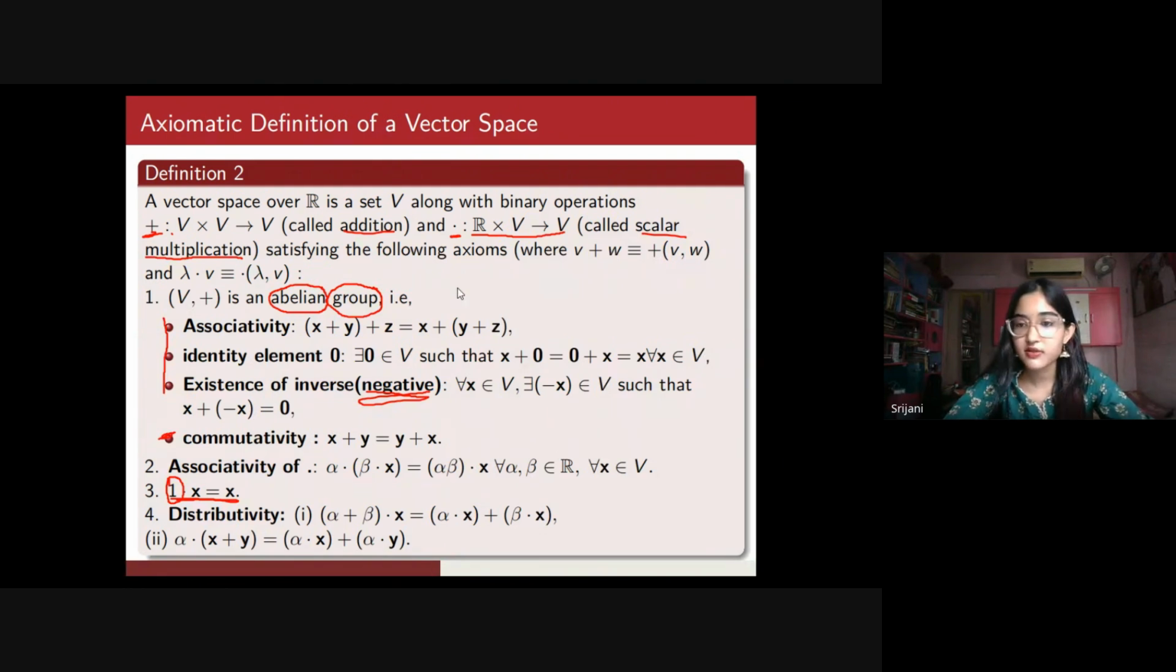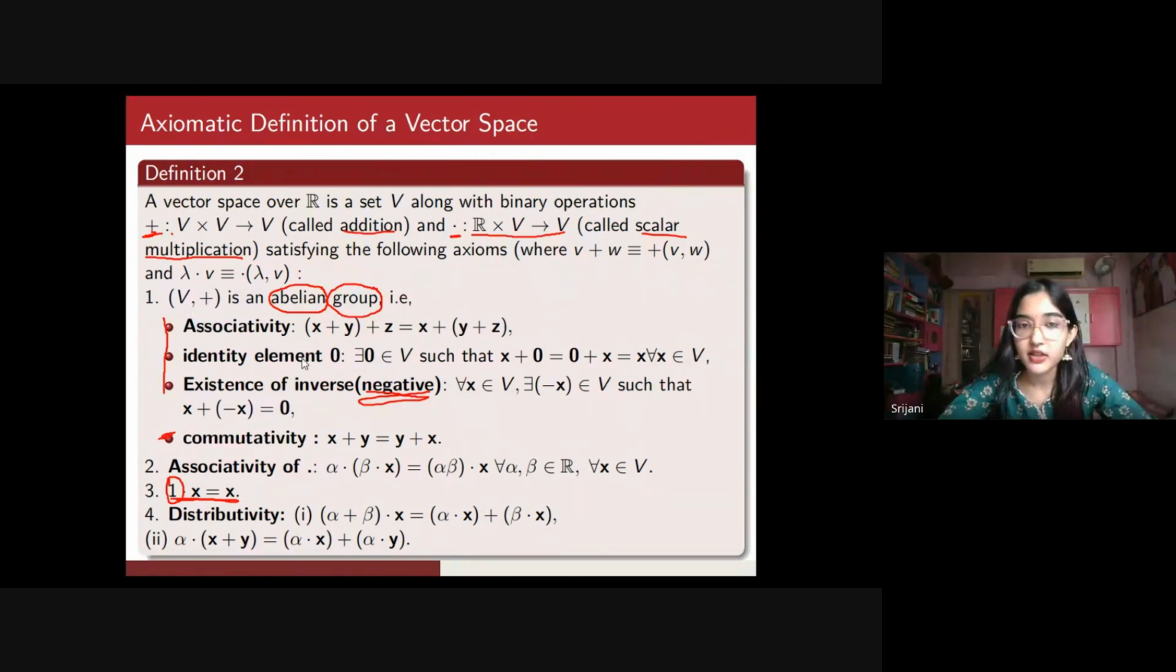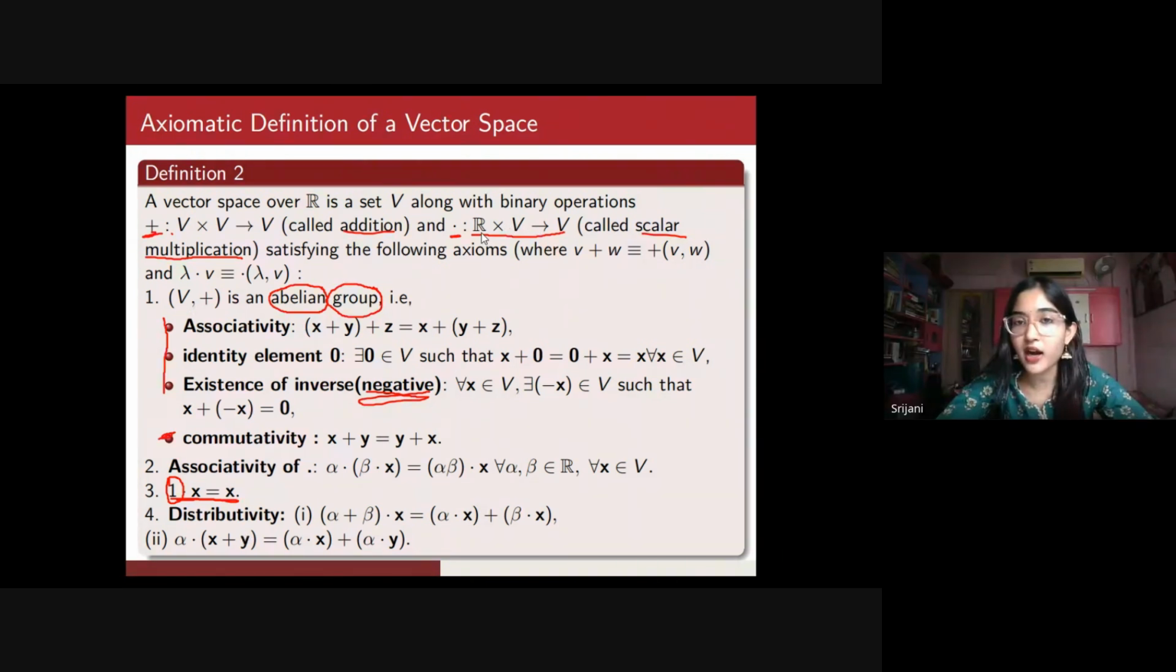So ma'am, is multiplication also a part of the abelian group? Like it is also commutative, right? It is commutative, but it is not even closed under this operation. It has to be from V cross V to V. So this will not form a group with dot. Okay. Ma'am, can you give an example of how multiplication is not closed? The dot over here is from R cross V to V.